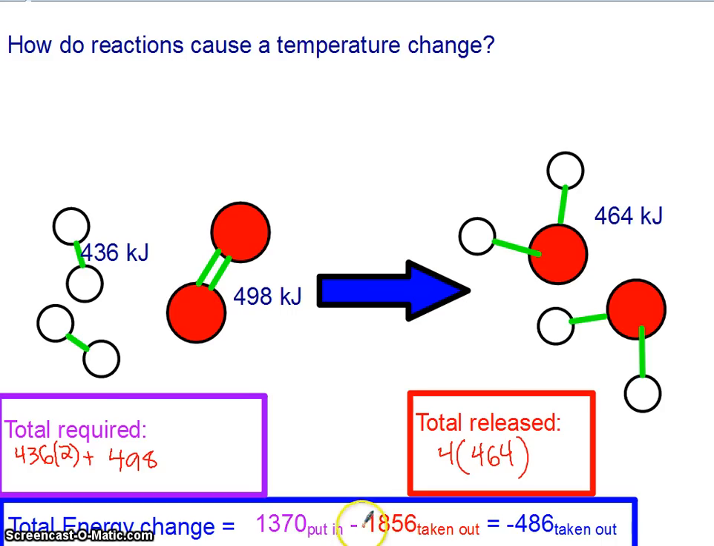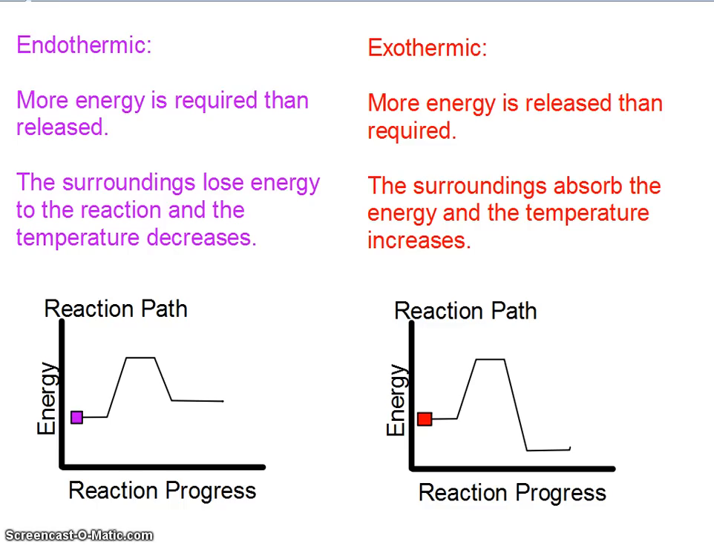I'm going to release, taken out, so out is negative 1856, which is 4 times 464, and I'm going to overall have negative 486 kilojoules taken out every time I do this reaction. Now, all of these are on a per mole basis, not actually on a per bond basis. Okay? So this negative 486 would be per 1 mole of oxygen made, so per mole of this happening.